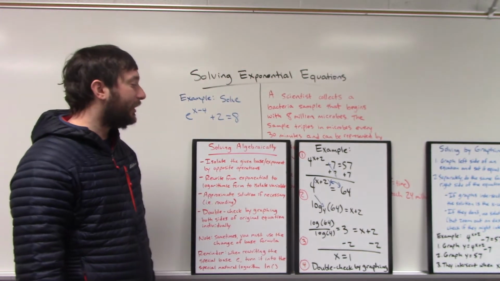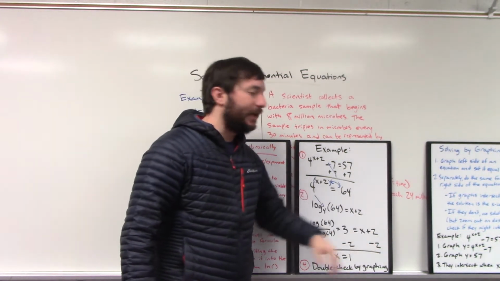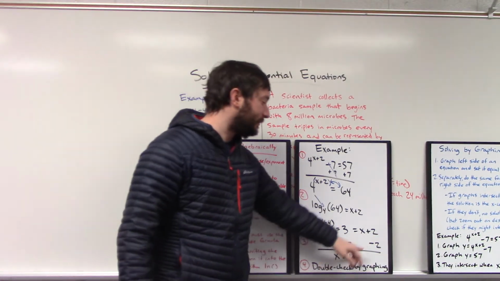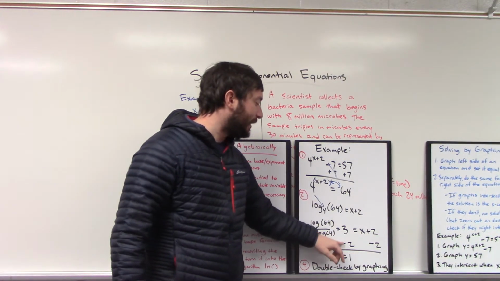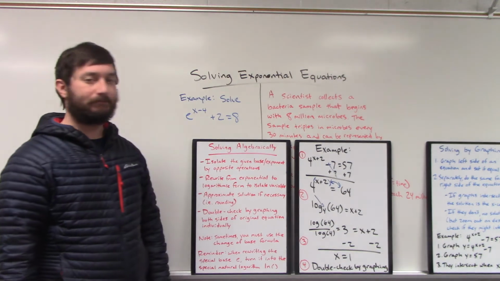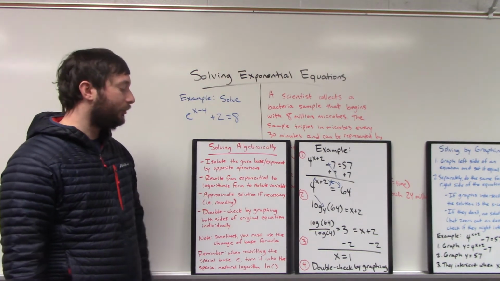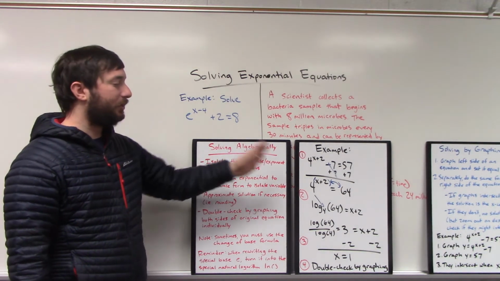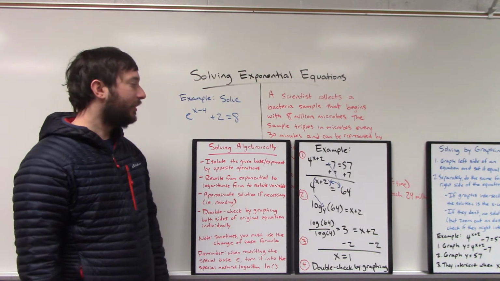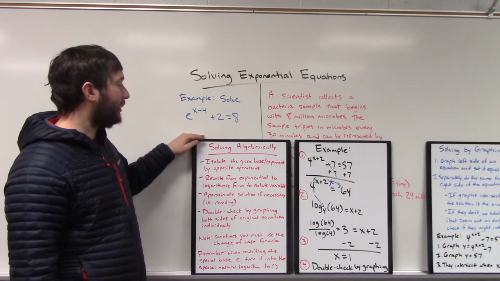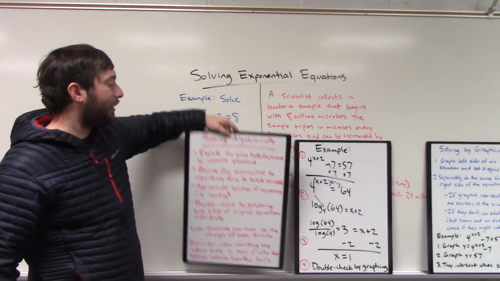Okay, so 3 equals x plus 2. And finally, to get x by itself, of course, we have to subtract 2 from both sides. 3 minus 2 is just 1. And that would be the solution to our exponential equation algebraically. So that's following those steps. We're going to do that again shortly.